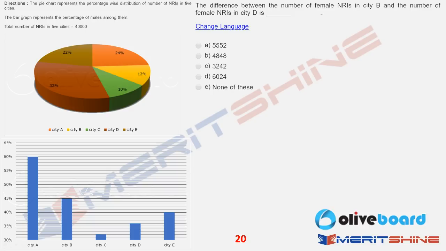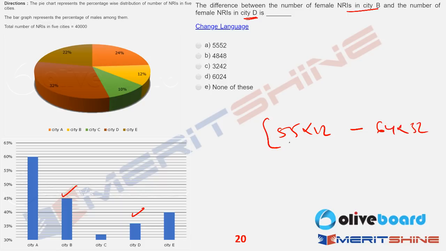The difference between the number of female NRIs in B and the number of female NRIs in city D. Yeah, so B female and D female. So B and D female is what we are interested in. This is what 55%, and how much is my B here? 12, right? This minus NRIs in city D. D here is how much? This is 30 by 36 means 64, and D here is A B C D is 32.